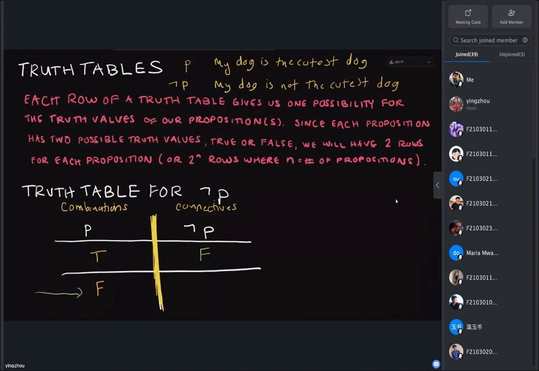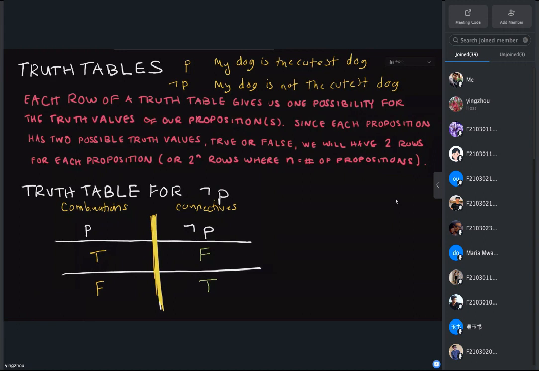I said my dog is the cutest dog and that is an incorrect statement. Then not P, which says my dog is not the cutest dog, would have to be a true statement. So that's how a truth table works: on the left side, we have all of the different combinations. On the right side, we have whatever connectives we're going to use. Truth tables are going to be very important to us. That's why I wanted to introduce them in this video so that you had a good foundation when we get to our next video where we're going to use them in more detail.